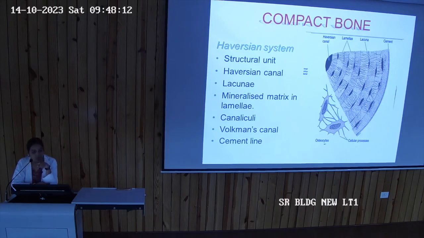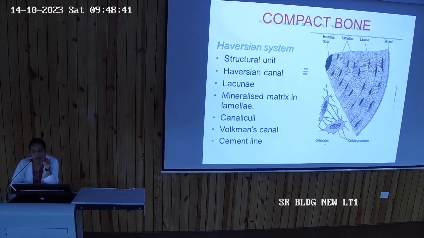Then the outermost layer which forms the outer lining of one Haversian system, one Haversian unit is a cement line which is lighter in color. This cement line, it is lighter in color and it is devoid of collagen fiber. Yes, so from the Haversian canal, from the center towards the cement line, consists of one osteon or one Haversian system.